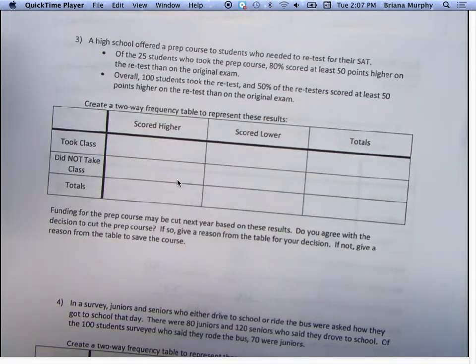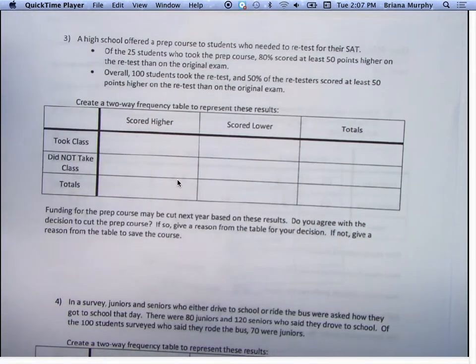Okay, a high school offered a prep course to students who needed to retest for their SAT. Of the 25 students who took the prep course, 80% scored at least 50 points higher on the retest than on the original exam. Overall, 100 students took the retest, and 50% of the retesters scored at least 50 points higher on the retest than on the original exam.